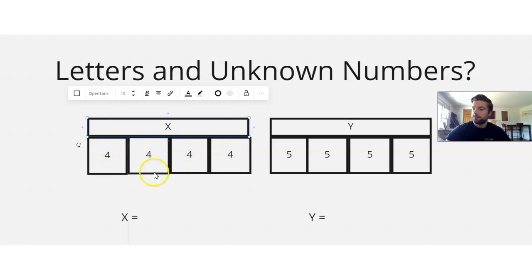It means 4 4s. So it means 4 plus 4 plus 4 plus 4. It means 4 times 4. All those ways are just different ways of saying the same thing. So this x equals 4 fours. Now, we were just counting by fours, so we can do the same thing again. 1 4, 2 4s, 3 4s, 4 4s.